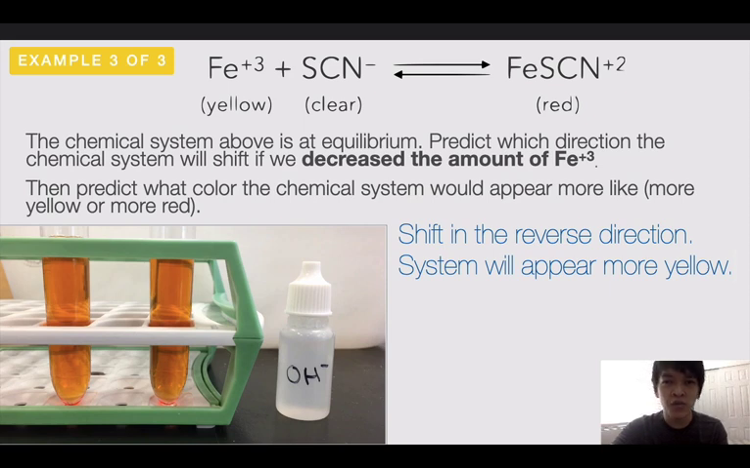Let's confirm our prediction here. Now look at the image below. In order to actually remove iron 3 ions from the solution, we could put hydroxide ions into the solution. Hydroxide ions will combine with the iron 3 ions to form iron 3 hydroxide. And the thing is, iron 3 hydroxide is insoluble, meaning it will precipitate out of the solution. So the overall effect is that iron ions will be removed from solution by adding hydroxide ions. Okay, let's take a look.